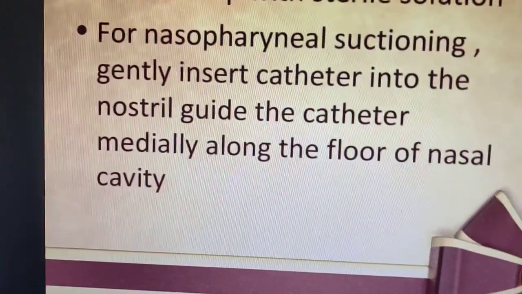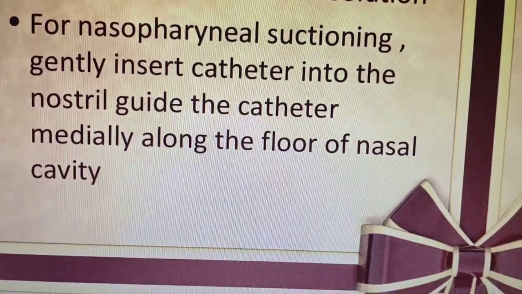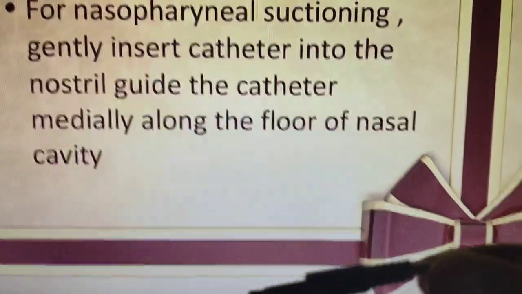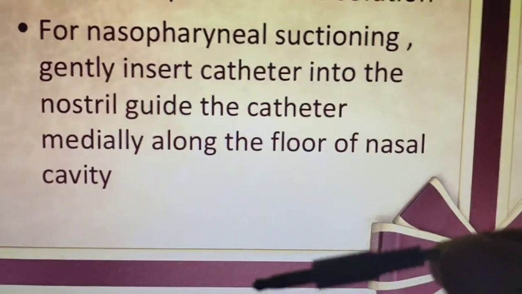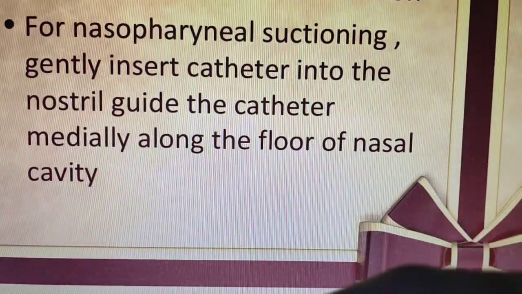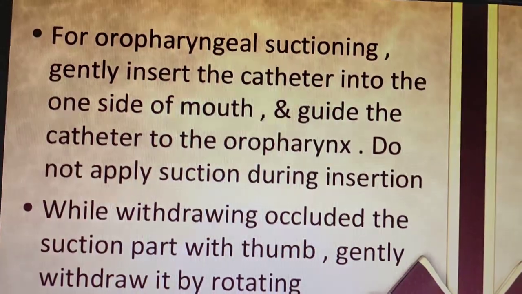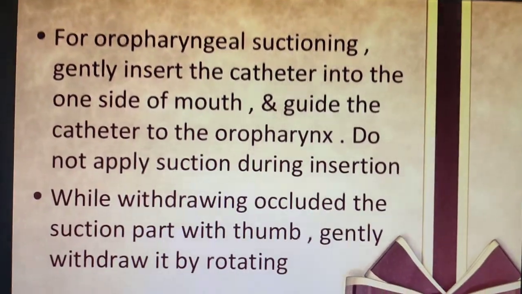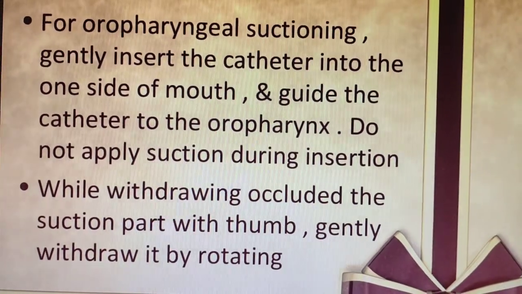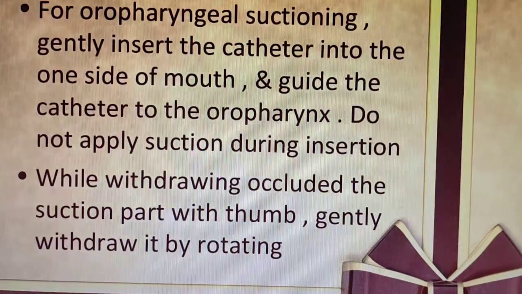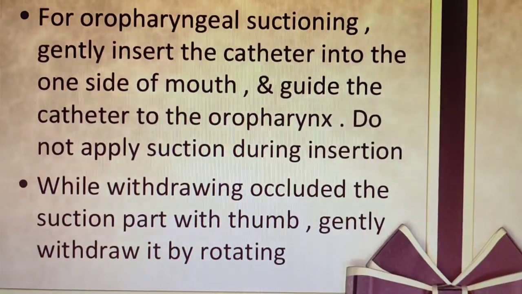Just go inside one nostril with the catheter and guide it along the floor of the nasal cavity. After that, for oropharyngeal suctioning, gently insert the catheter into one side of the mouth and guide the catheter to the oropharynx. Clear? Do not apply suction during insertion.